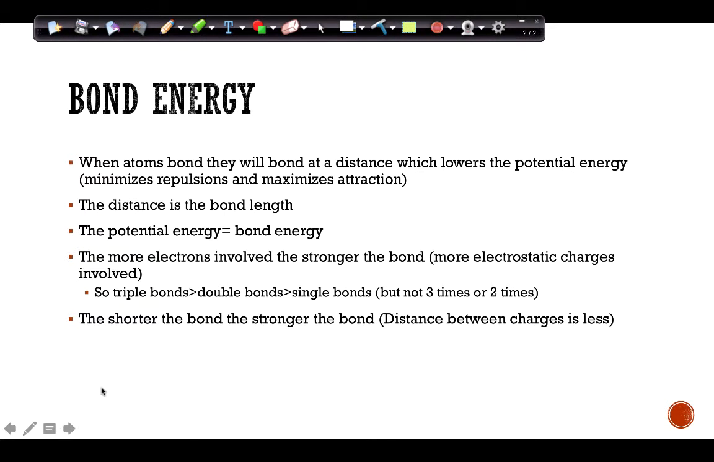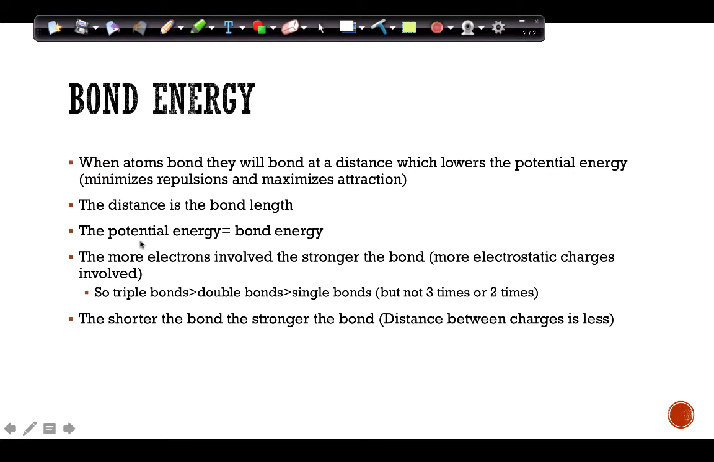All right, so when we talk about bonds, atoms will bond at a distance which lowers potential energy. So basically you have things that are attracted to each other. The nucleus is attracted to the electrons. However, you've also got repulsions in there because the two nuclei will actually start to repel each other. So when atoms bond, they bond at a distance that will maximize their attraction and minimize the repulsion. That distance is called the bond length.